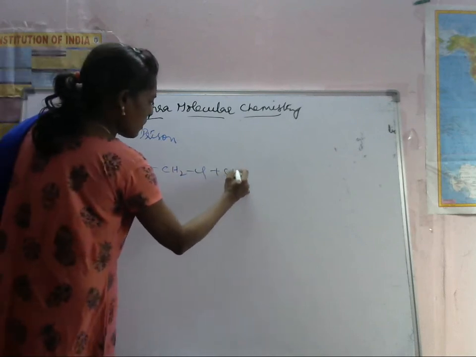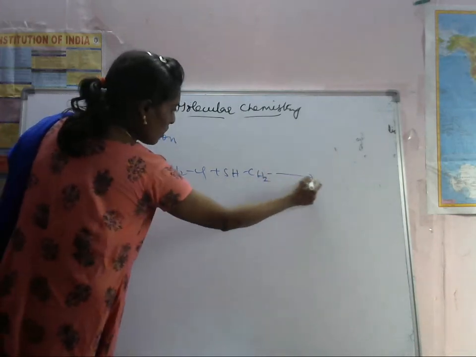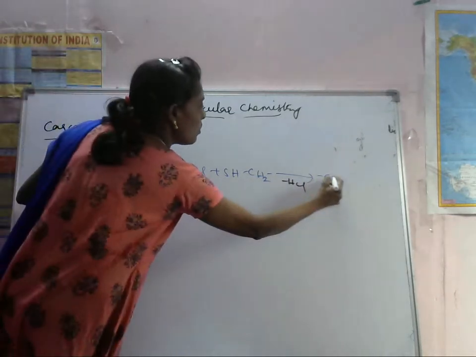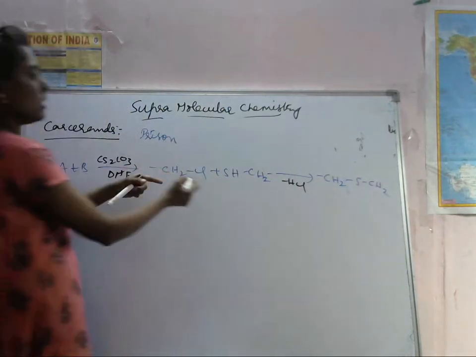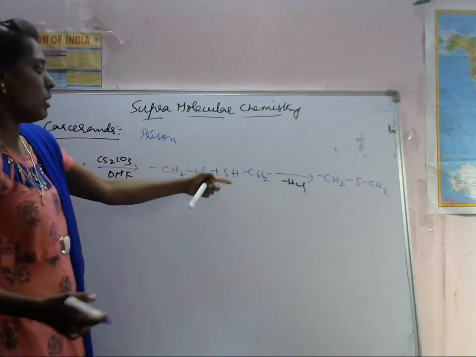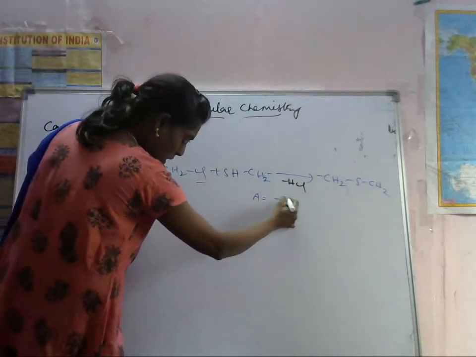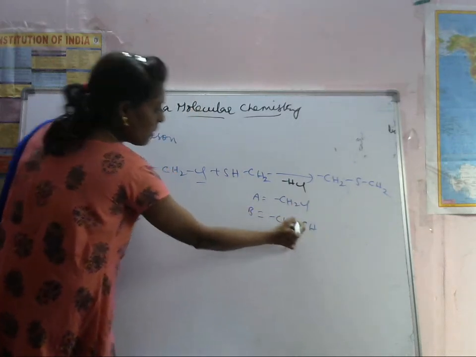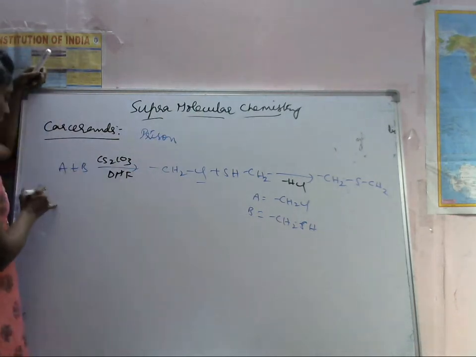If it reacts with this one, CH2, the HCl is removed and it forms CH2 S CH2. The Cl and this H will be removed, and the S will come in the center. Here A is equal to minus CH2Cl and B is equal to minus CH2SH.